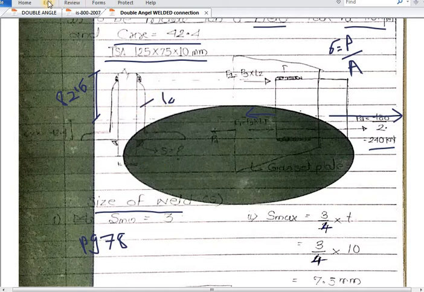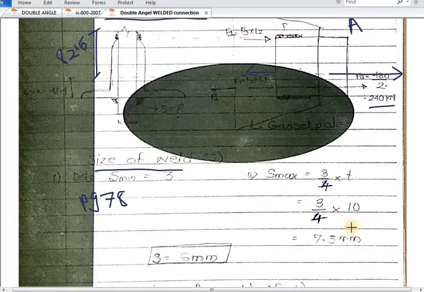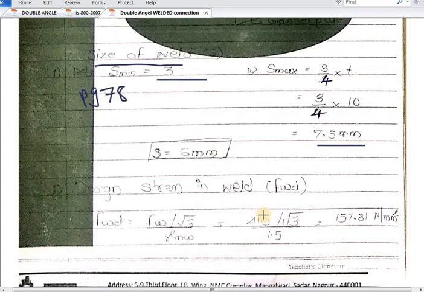The thickness for this section is 10 mm. So 3/4 of 10 is 7.5. The minimum is 3, maximum is 7.5, so we will take an intermediate value of 6 mm. What is the size of fillet weld we have assumed? The size of fillet weld which we have assumed is 6 mm.